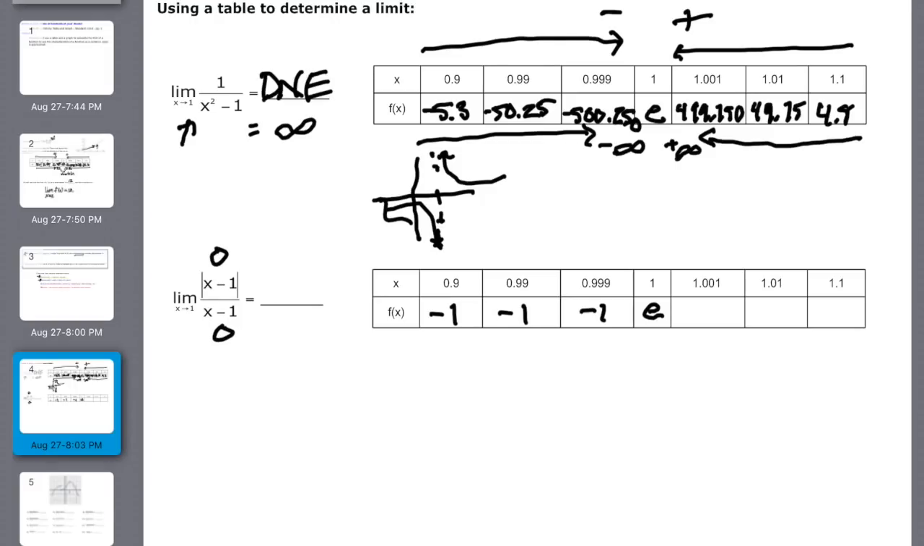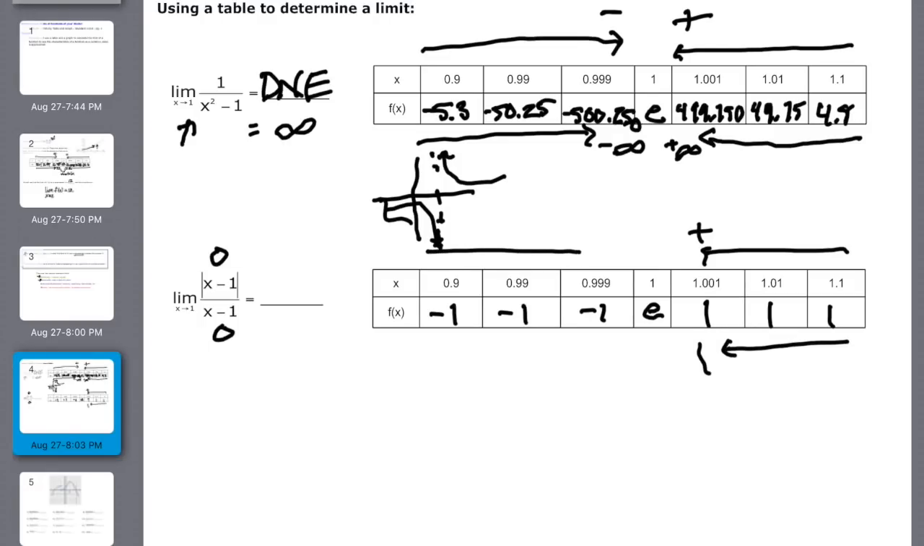Okay. Now 1.1, if I plug that in, I get 1, 1, and 1. So as I'm approaching from the positive side, my y value is approaching positive 1.